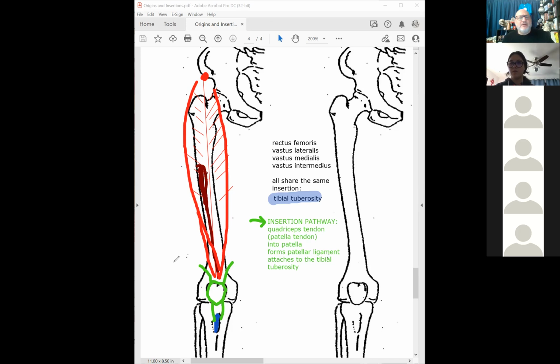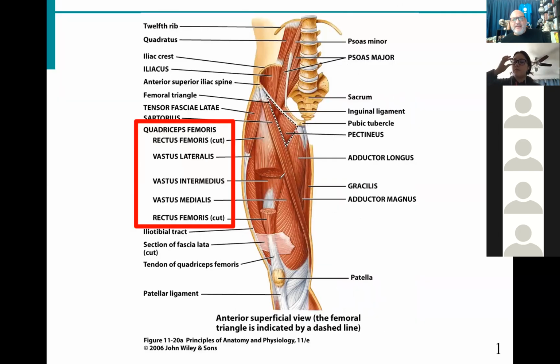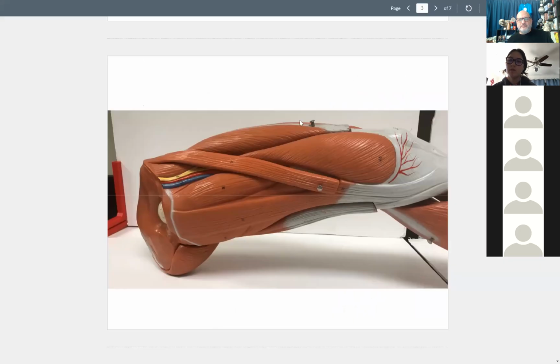No. In fact, notice if we go back to our picture from the book, the only way to see that vastus intermedius is to cut the rectus femoris. If we cut the rectus femoris, then and only then can we see the vastus intermedius underneath. The same thing is true for our model pictures.